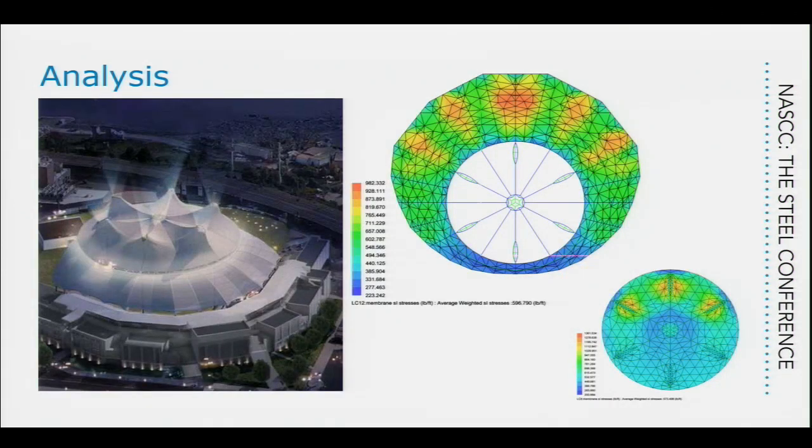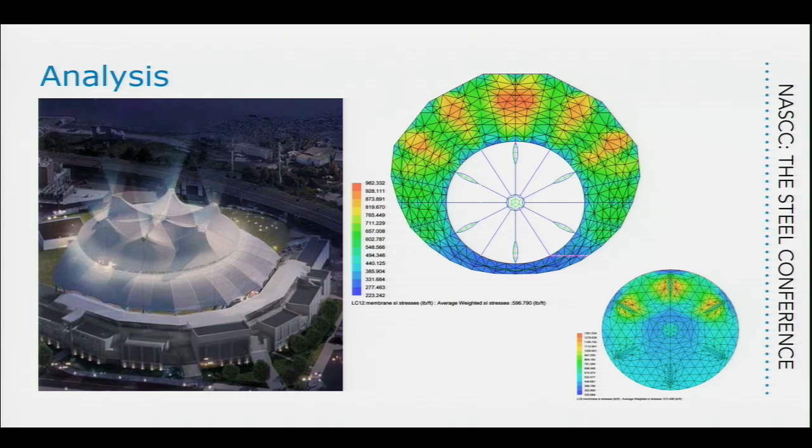So this is a project that we're working on right now. This was an existing baseball stadium that's going to be turned into an amphitheater. So this is a series of cones. There's a cone in the middle. There's 6 cones around the center, and then you have kind of a series of sails all around the perimeter. And so this is kind of what it would look like when we analyze it.